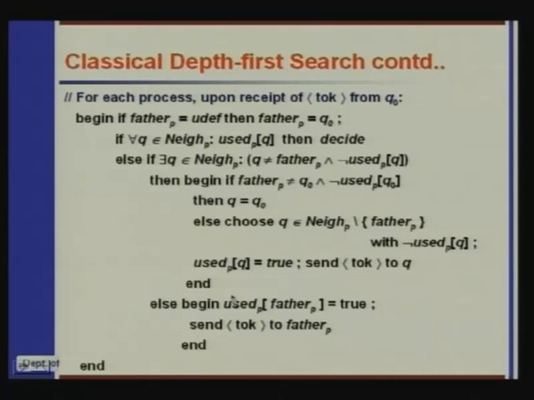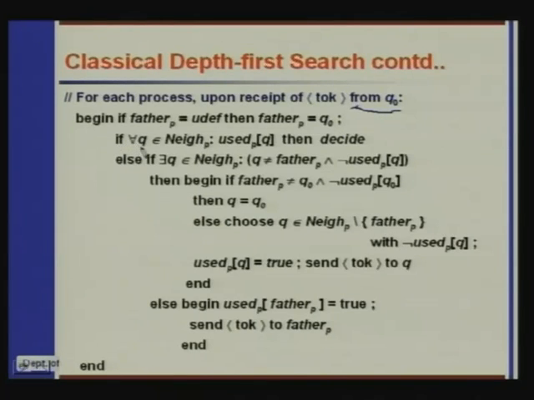Now, when a process receives a token from Q0, this is what it is going to do. It will first check, is my father undefined? If so, then this is the first token that I am receiving, and then I will set father of P to Q0. What is Q0? The node from which I have received the token. That node Q0 will become my father.